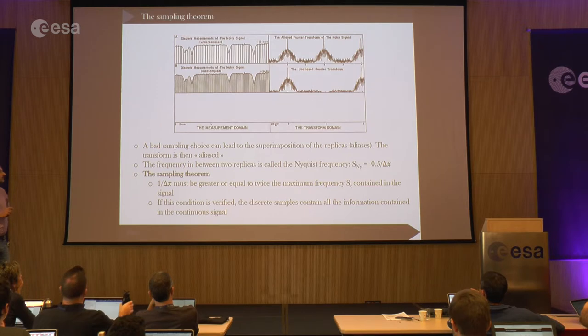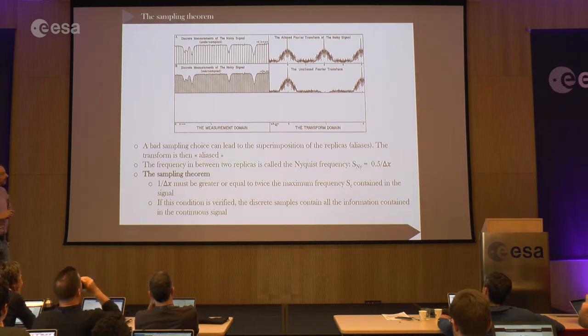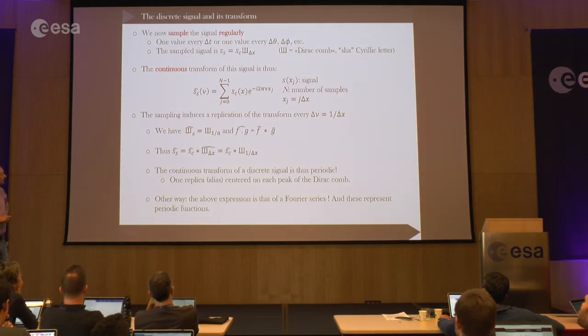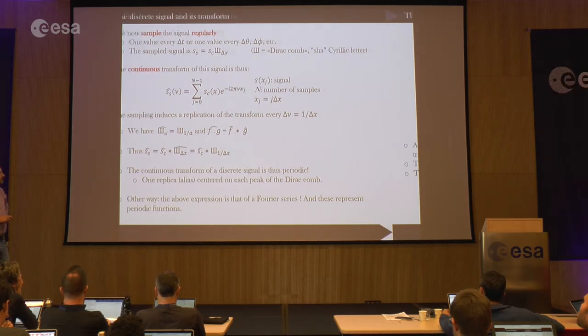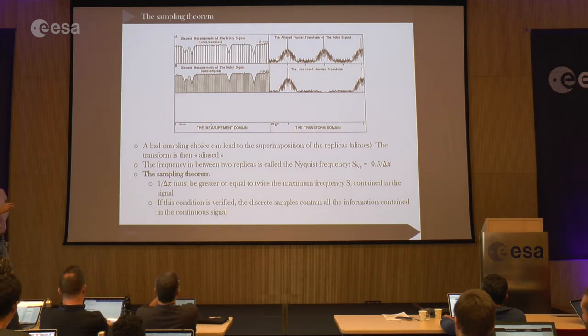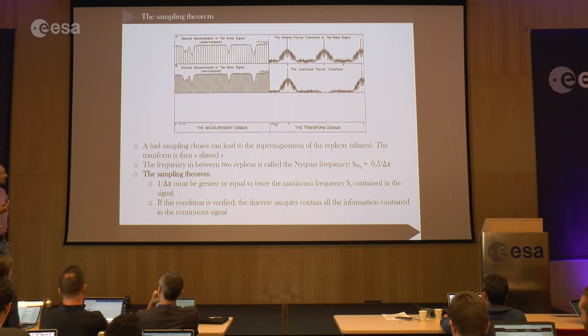So what happens is that if your sampling is too coarse, then your transforms will overlap, okay? Why will they overlap? Because the Fourier transform of your Dirac comb of period A is a Dirac comb of period 1 over A, and so if 1 over A is smaller than the maximum frequency contained in your signal, the tails of your Fourier transforms will overlap. And in that case, the signal is said to be aliased. And that's bad, because you're losing information.